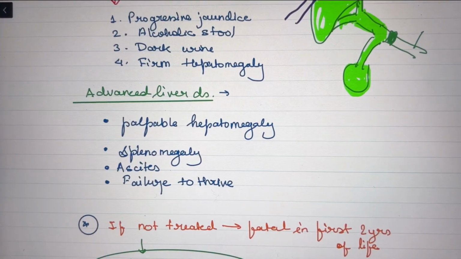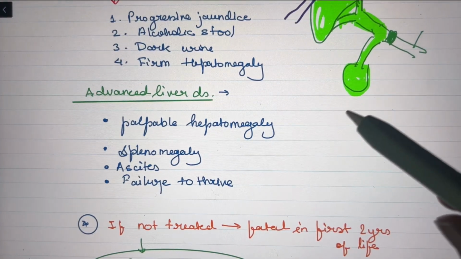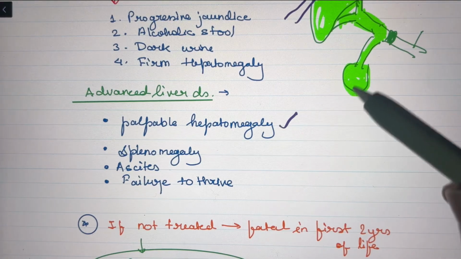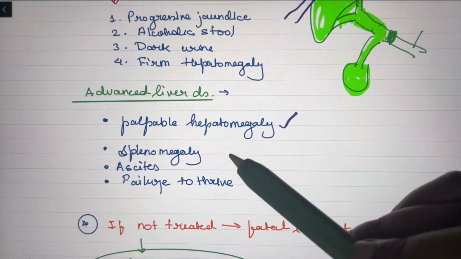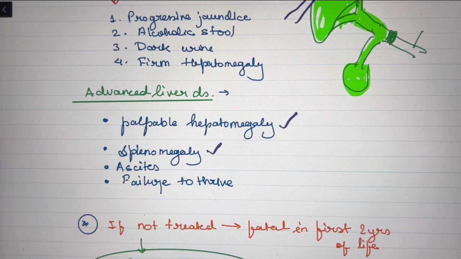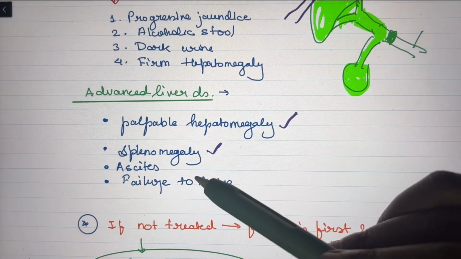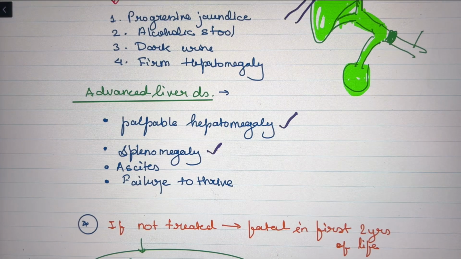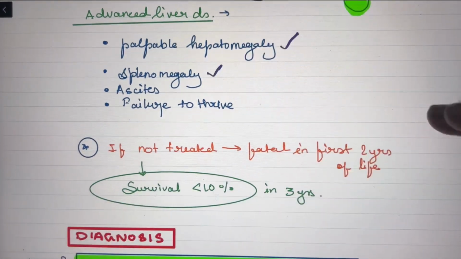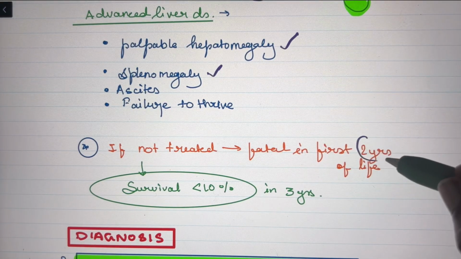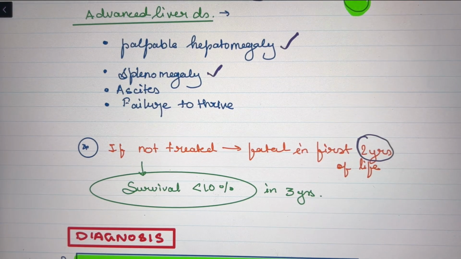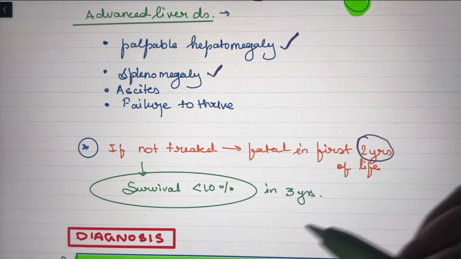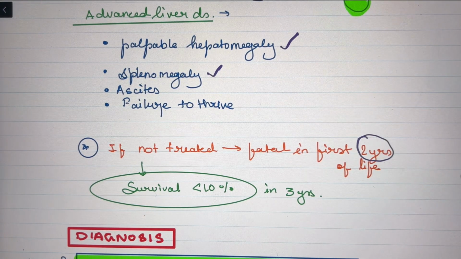In advanced disease, if not treated, then later on there will be palpable hepatomegaly. The liver will be so big. There will be splenomegaly because portal hypertension will be present. Ascites will be present because of portal hypertension, and the patient will have failure to thrive, and malnourishment will also be present. If not treated, it is a very fatal condition after the first 2 years of life. In the first 2 years of life, if biliary atresia is not treated, it is a fatal condition, and survival is less than 10% in 3 years.